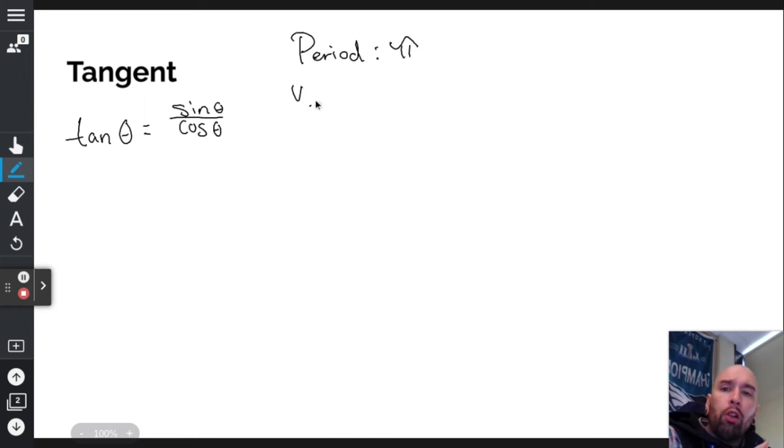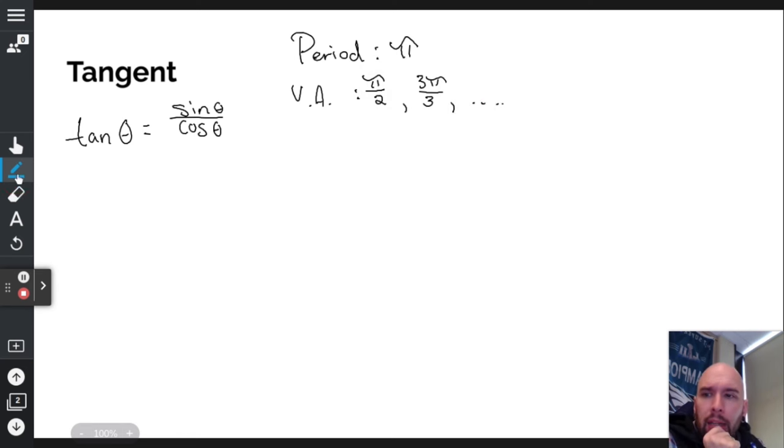Okay, vertical asymptotes. We never had vertical asymptotes for sine and cosine. Well, now you do, because cosine theta is going to equal 0 in certain spots, like at pi over 2, or 3 pi over 2, or negative pi over 2, and so on and so forth.